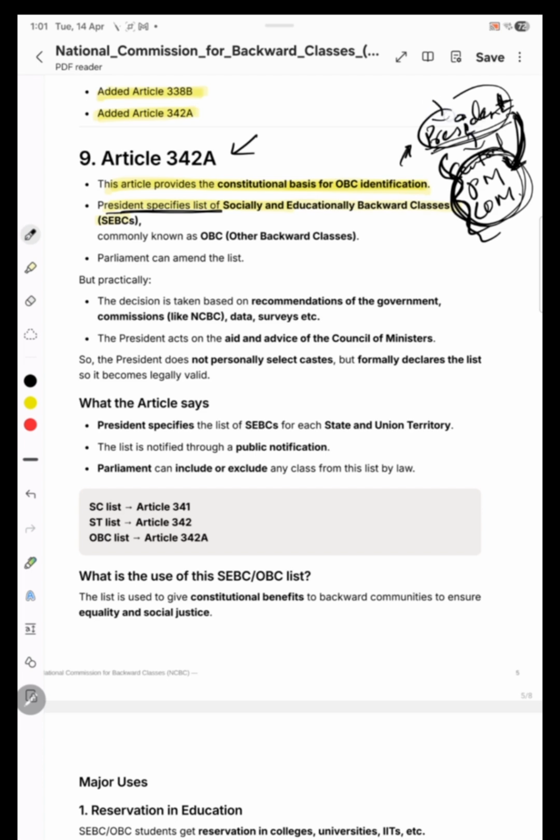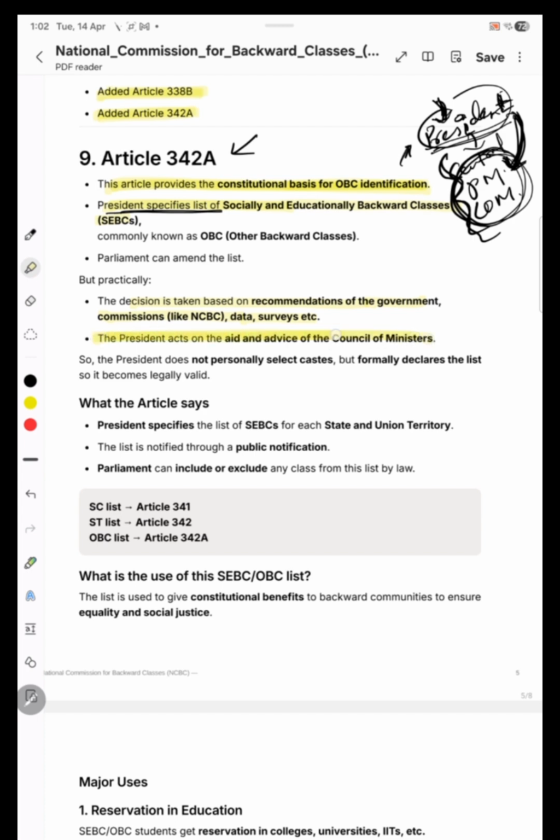So the President has very limited real powers of his own, where he does not have to take consultation. Most of the things he has to take consultation. He works basically on their command, right? So here the President specifies the list, but actually the decision is taken on the basis of the recommendation of the government and the commission's data, survey, etc., right? So the President acts on the aid and advice of the Council of Ministers.